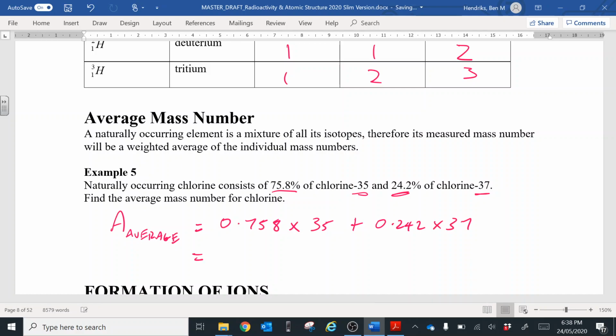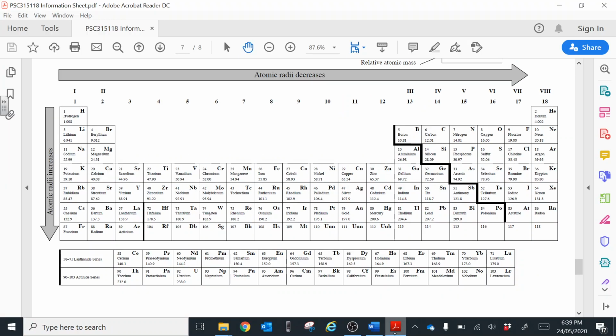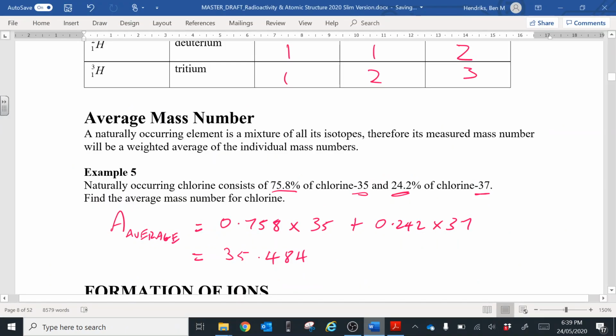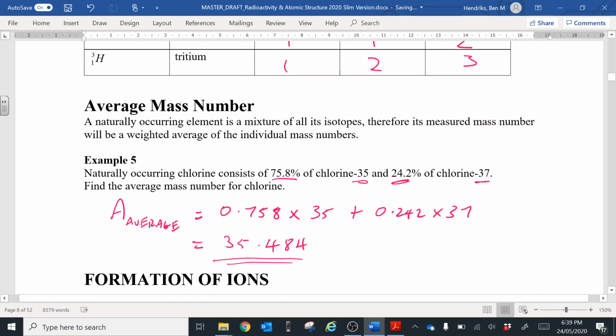And we end up getting, I did this comparison earlier, let's see. So it ends up being 35.484 in our calculations. If we look at chlorine up here, it's got 35.45, so maybe when they calculated it for this periodic table, they used more decimal places or something like that. I'm not sure why we got a different answer than that one. But anyway, that's how they calculate it there. Okay. And we'll talk about formation of ions next time.